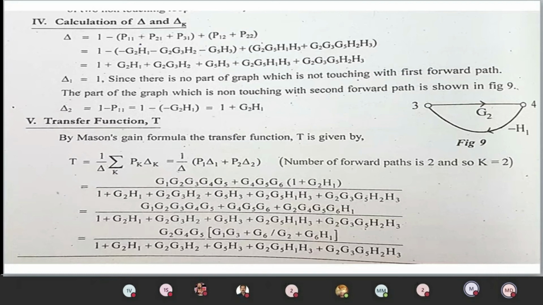Okay, so this is entirely different from problem 1, which does not have any non-touching loops and which had only one forward path. Okay, so only by working out the complex problems can you understand the meaning of each and every term. So as I told you already, working a problem is the best way to understand a concept or a method.